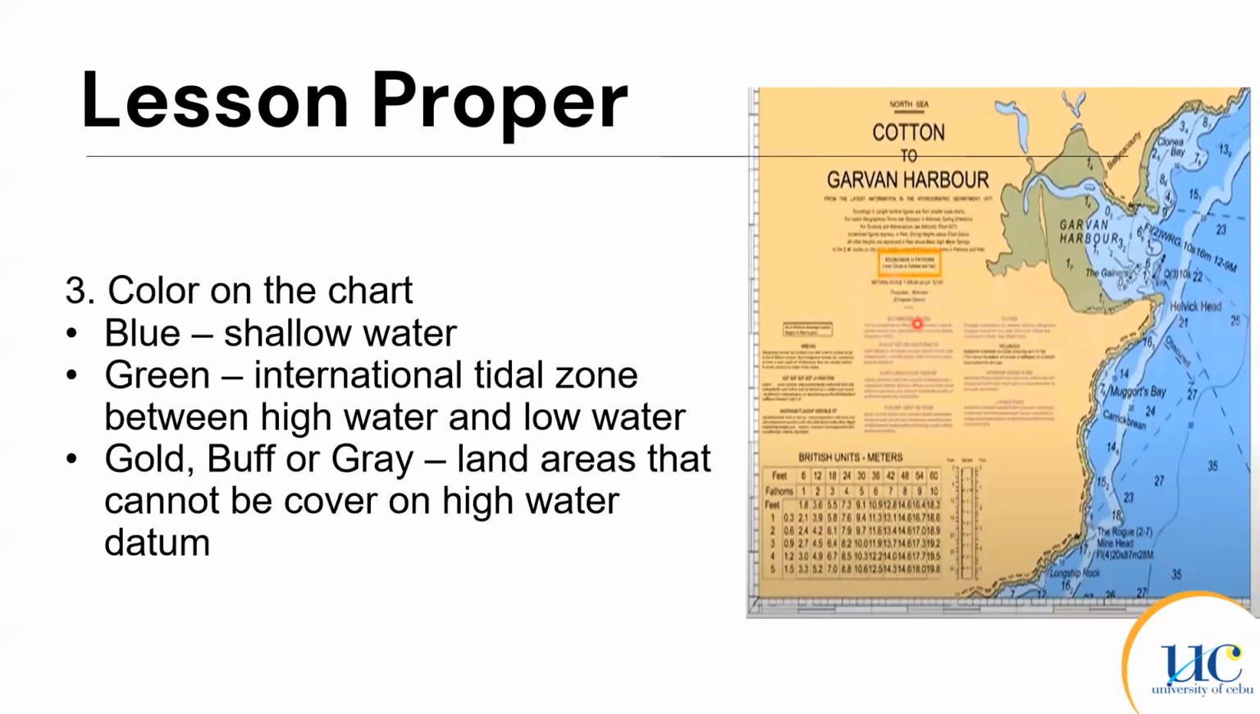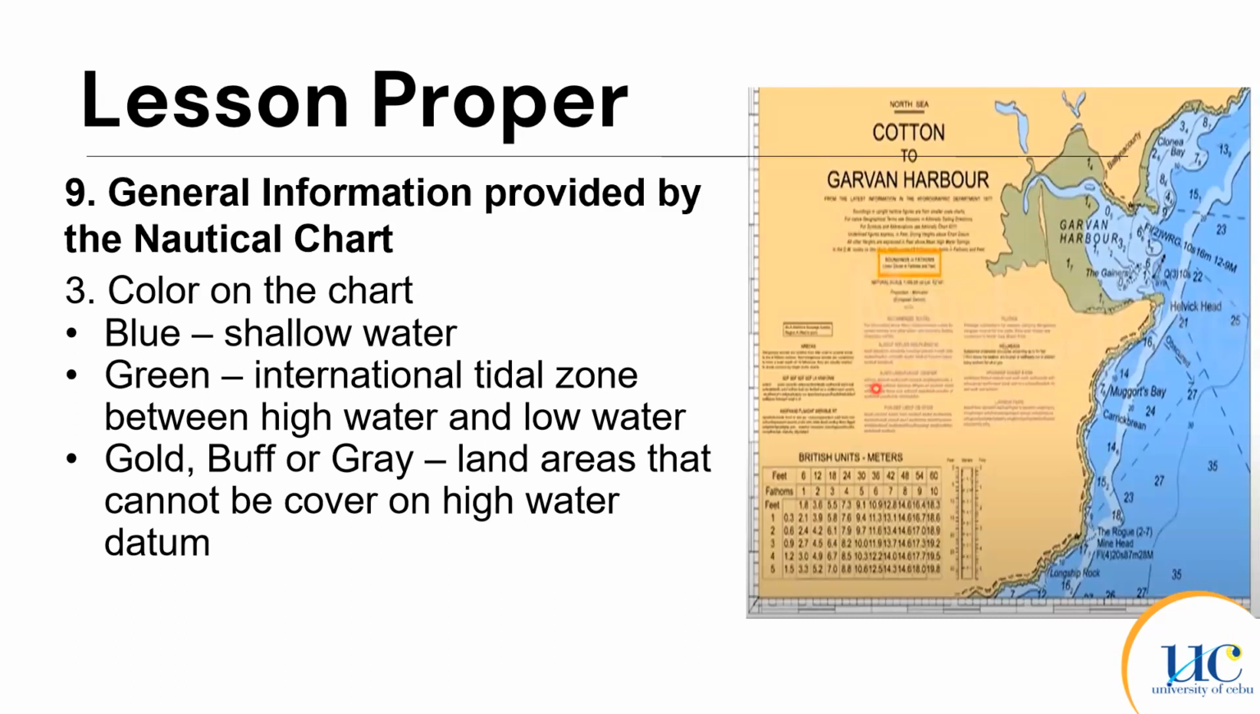So, color of the chart. As you can see here, blue means shallow water. Green, intertidal zone between high water and low water. So blue means shallow water, class. Green is the tidal zone, the area between high water and low water. And gold, buff, or gray, land areas that cannot be covered at high water datum.